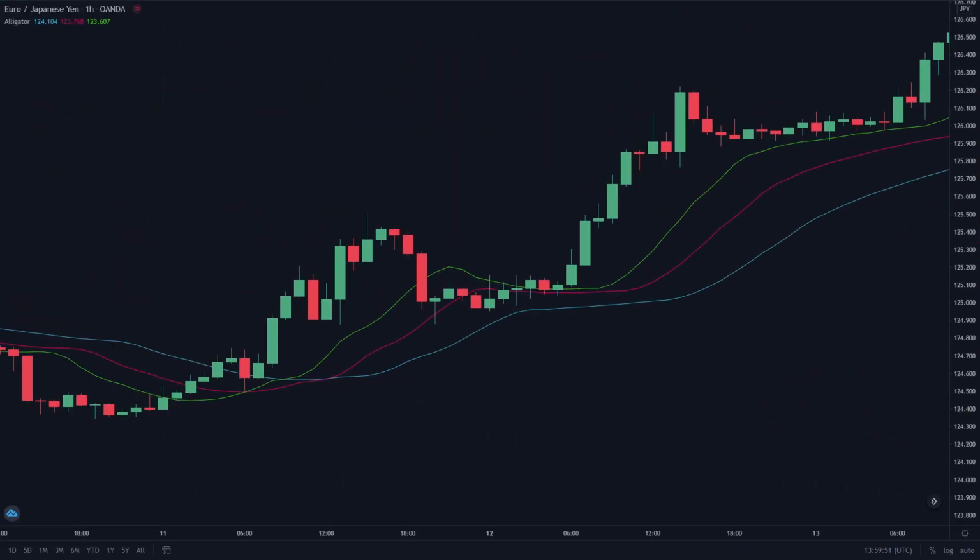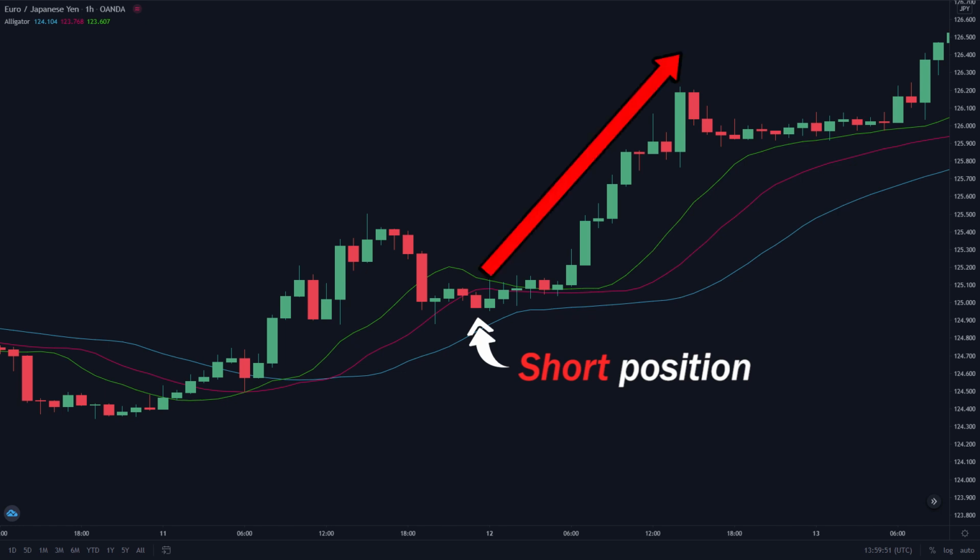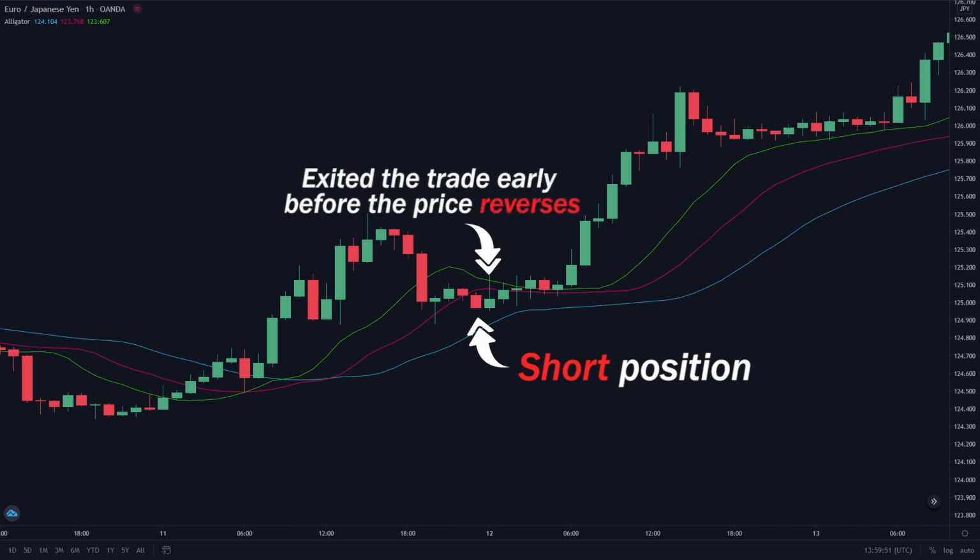Here, as you can see in this chart, the green line is above the other two lines and the candle closes below the purple middle line. That means it's a short signal, so you need to take a short position. But unfortunately, the price reverses instead of continuing. But luckily for us, because of our exit signal, we would have exited the trade here because our stop loss is at the green candle.